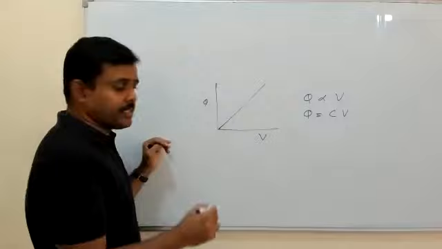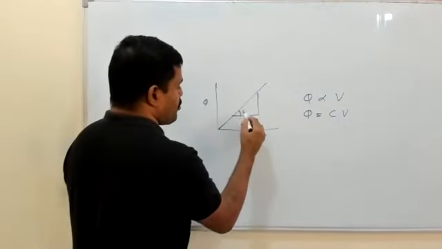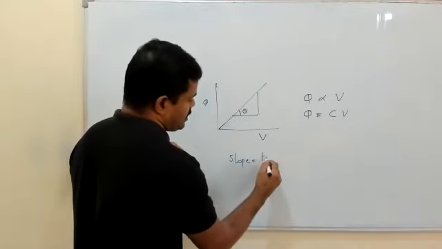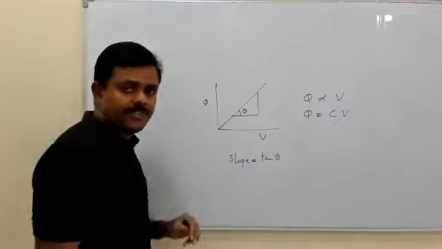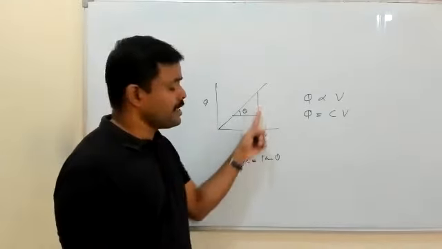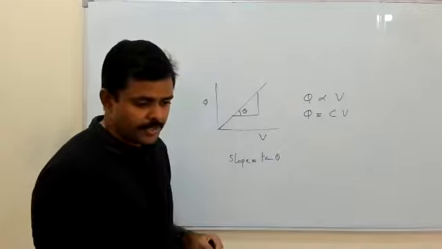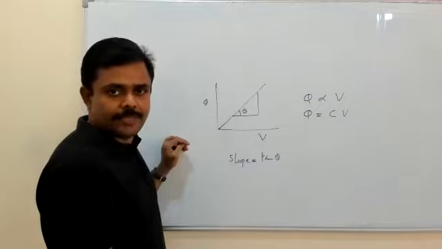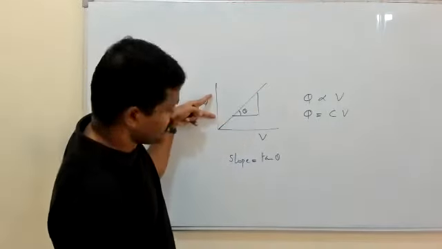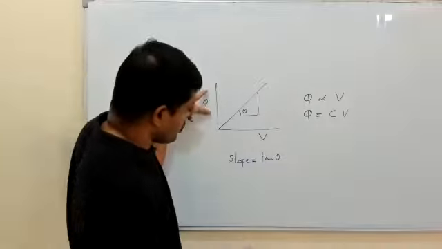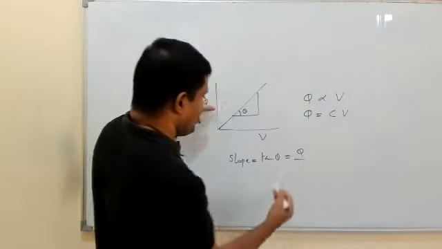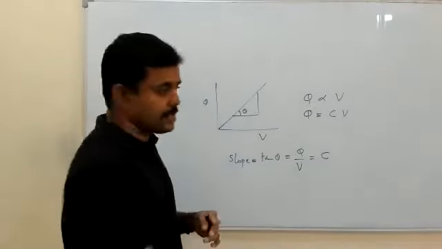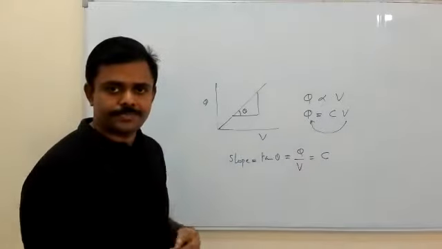And then I'm going to take 2 things here. The first thing is the slope of the graph. How do you find the slope of the graph? Slope means tan theta. How do you find tan theta from the graph? You have to create a small triangle somewhere on the line. Tan theta is opposite side, that is Q, divided by adjacent side, it is V. So Q by V. What is Q by V called? Capacitance. Q by V is called capacitance.